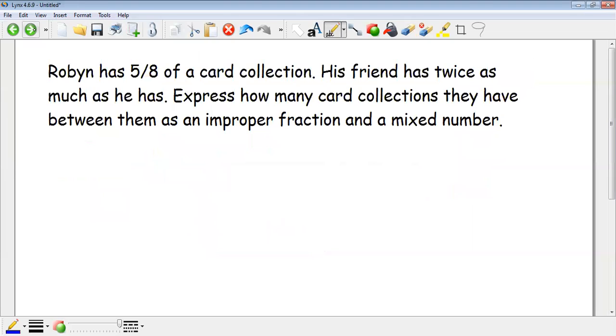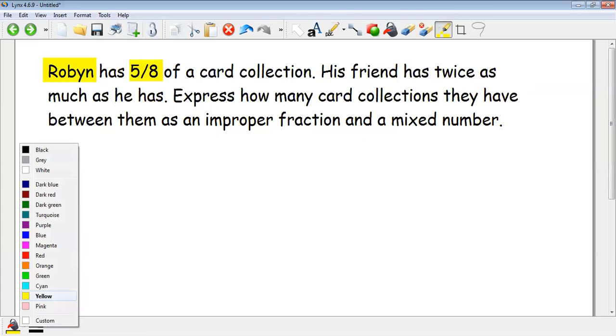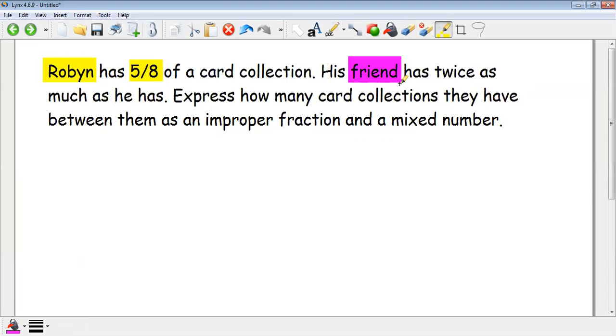Right. Robin has 5/8 of a card collection. His friend has twice as much as he has. Express how many card collections they have between them as an improper fraction and as a mixed number. Right. So we've got Robin. We've got 5/8. We've got this imaginary friend, who's probably not imaginary, but he's a real friend. He hasn't got a name at the moment. And he's got, we haven't got a number, but we've got twice as much.